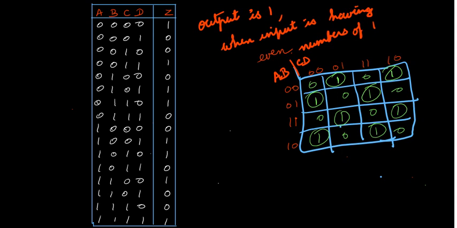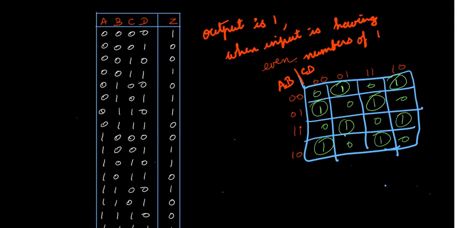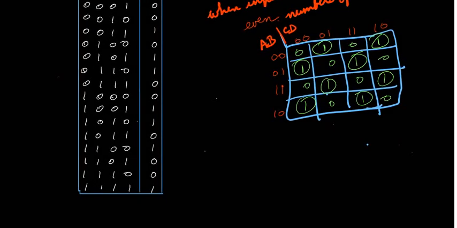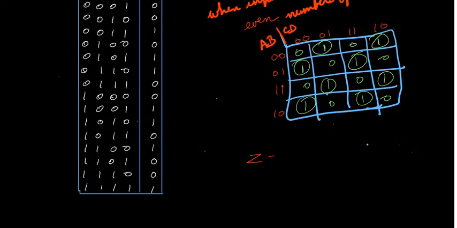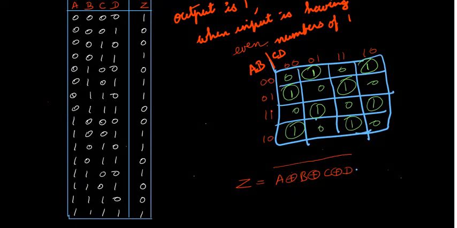You can compare this table with the previous table and understand they are complement, right? So the previous one is nothing but A XOR B XOR C XOR D, which detects the odd numbers of 1. But this table is intending to detect even numbers of 1. So it is complement. So this is nothing but A XNOR B XNOR C XNOR D.